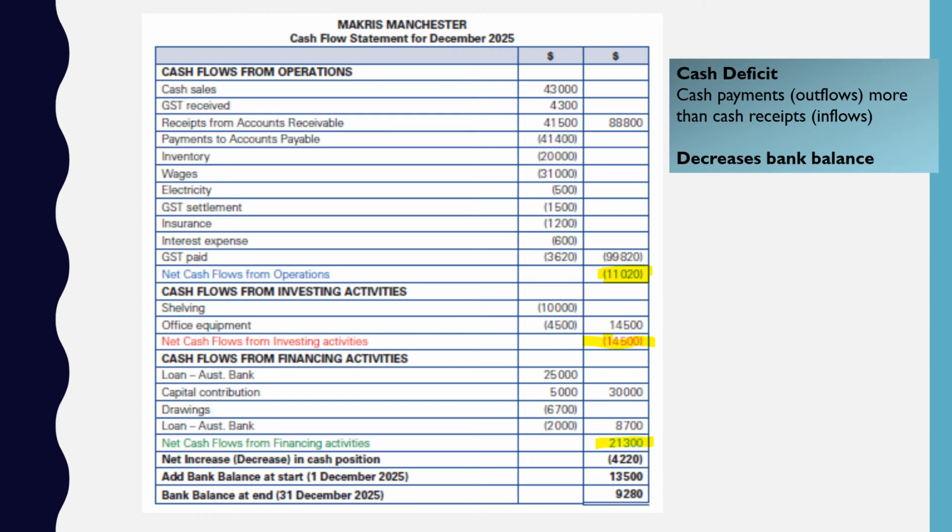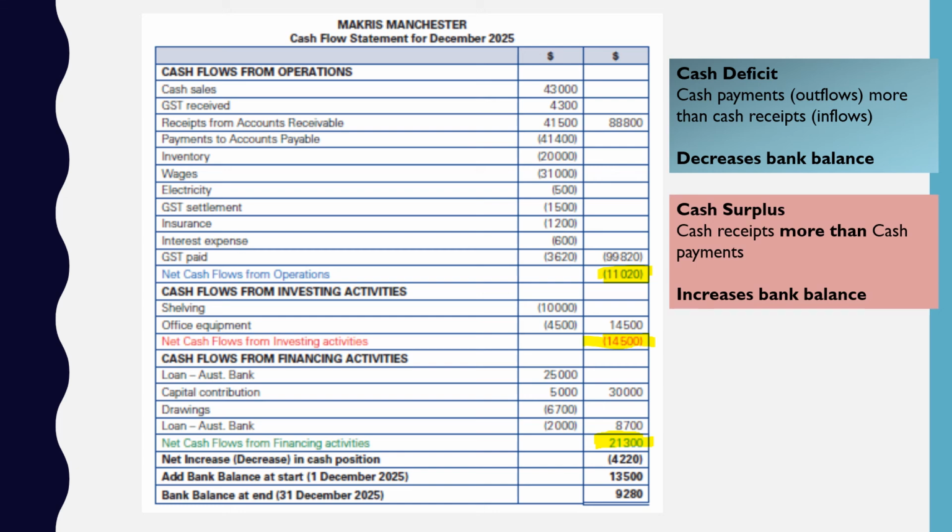The same thing occurred for investing activities where we have a cash deficit of $14,500. However, for our financing activities, we have a positive number, which is a cash surplus of $21,300. This means that we had more cash receipts than cash payments from financing activities, and this cash surplus will increase the bank balance. The next step is for us to add all these net amounts up to give us the net increase or decrease in cash position.